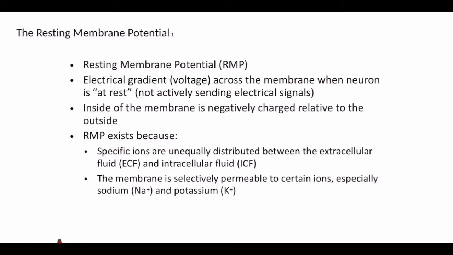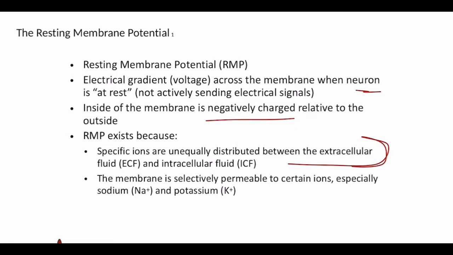Resting membrane potential. We can also call this the RMP. It's an electrical gradient, or what we refer to as the voltage, and that's how we would measure it across a membrane when a neuron's just sitting there resting, when it's not exciting or talking to any other neurons. Inside of that membrane, again, it's going to be a little negatively charged relative to the outside. The resting membrane potential exists because these ions are not equally distributed. There are too many positives on one side and too many negatives on the other. It means they're tense, kind of like magnets. They want to stick together, and as soon as that membrane's out of the way, they're going to do that.